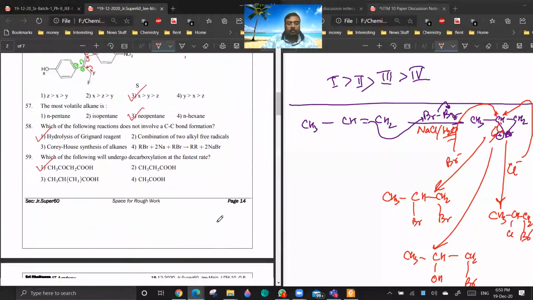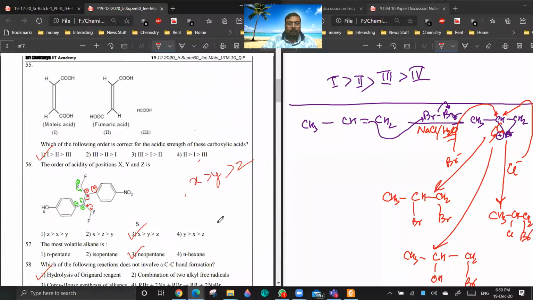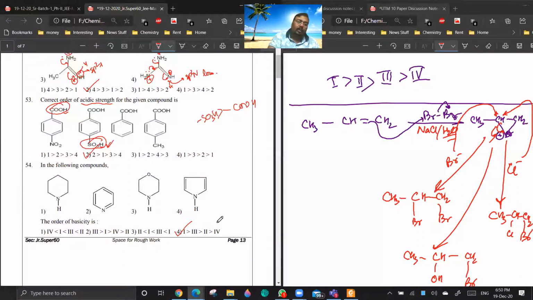So once again, 54. This is also something which I have discussed in the class. If you look into the notes, this is an sp3 lone pair. This is an sp2 lone pair. Both are localized. This is an sp3 lone pair, but with a minus I effect. And this is a delocalized sp3 lone pair. So if I am writing the basicity, fourth will be the least basic. Is it clear? Yes, sir.